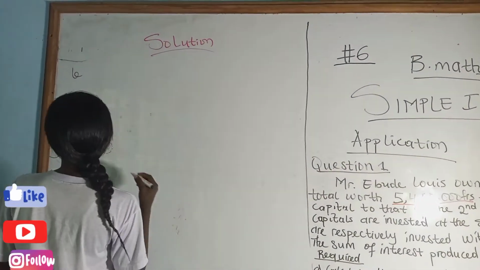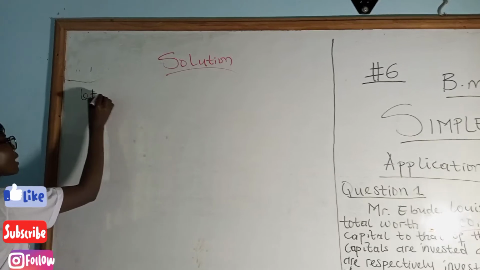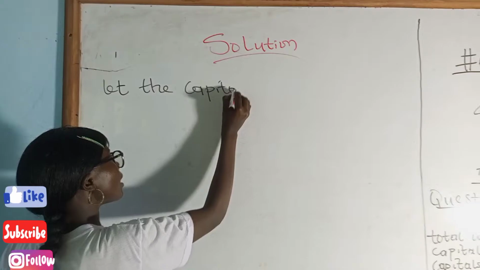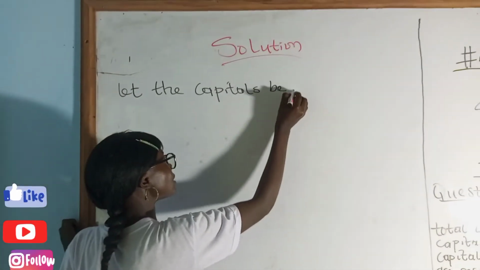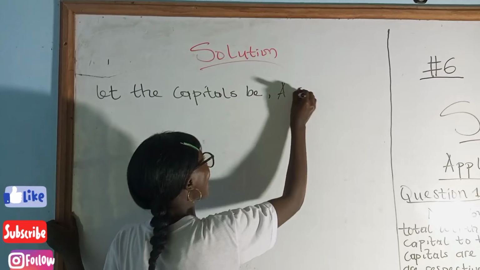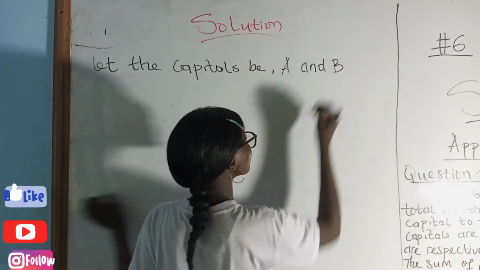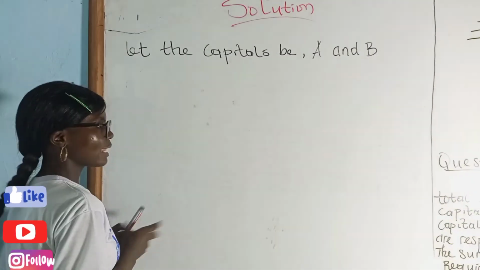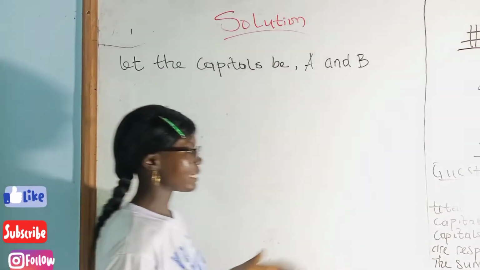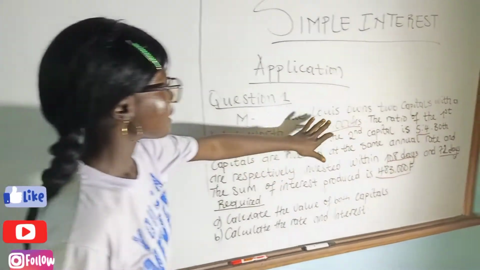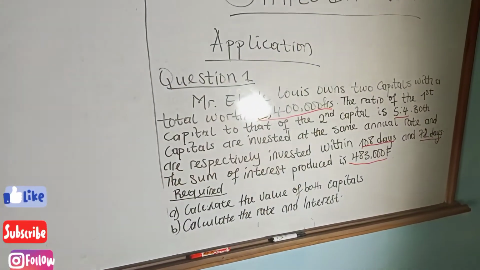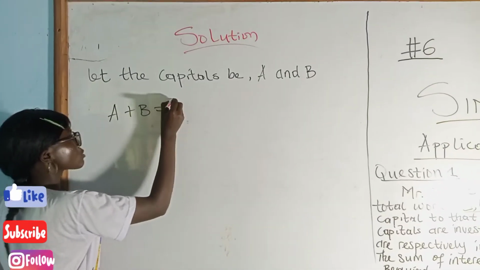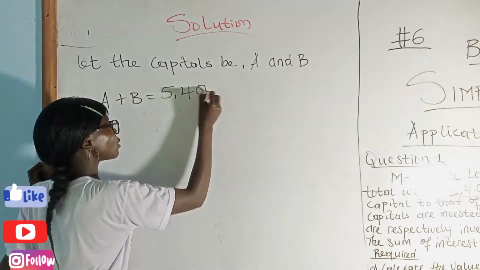Solution. The first step, we say let the capitals be A and B. It can be any letters, it can be X and Y, it can be Z and Y, anything that you wish. They told us that he owns two capitals with a total worth of 5,400,000, which means A plus B is equal to 5,400,000.